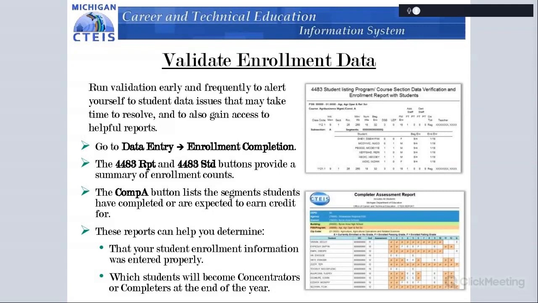And now we have made it to validate enrollment data. So after you've input all of your records, your students and your courses, your work-based learning, your credentials, you want to validate. Okay, so run validation early and frequently to alert yourself to student data issues that may take time to resolve. We don't want to wait to do this, and that was the purpose of this course, to get you started, to get you thinking that way.